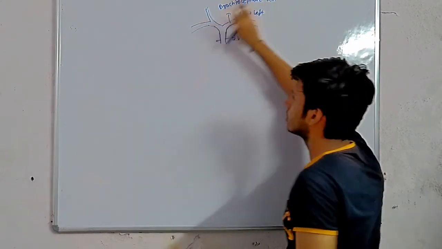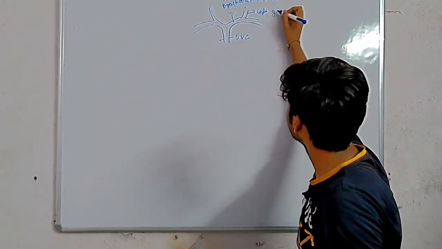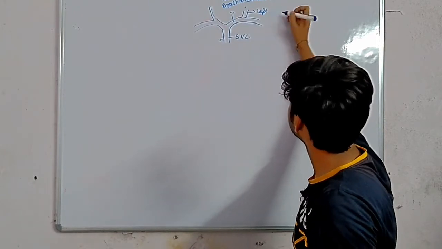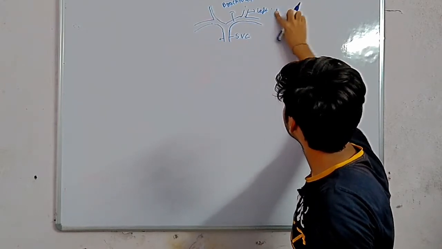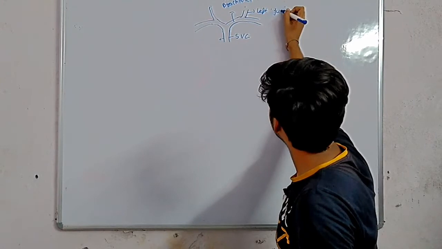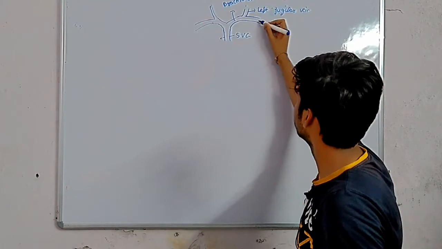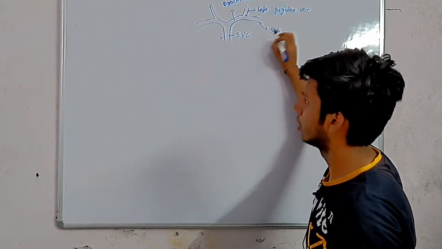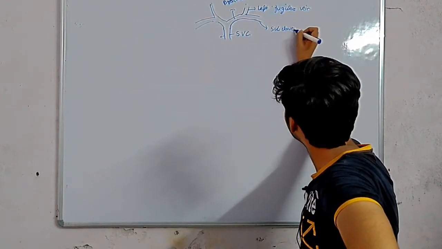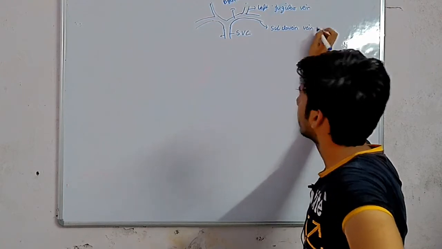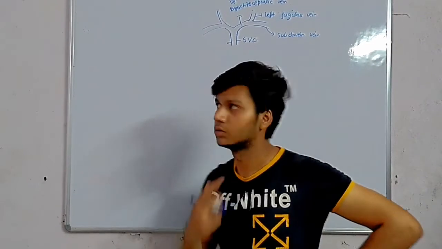This is left. This is right. Left brachiocephalic vein, left jugular vein, and same as right jugular vein, right brachiocephalic vein. And this is subclavian vein, left subclavian vein, right subclavian vein. The left subclavian vein gives anteriorly the internal thoracic vein, like the arteries.